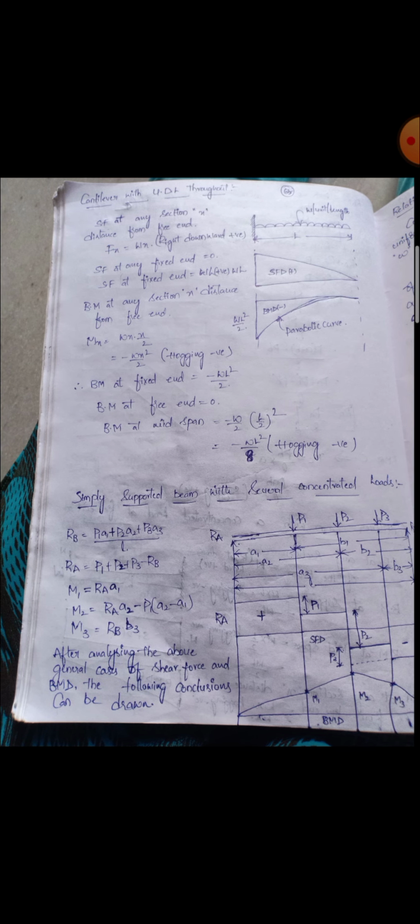So moment at A, so that is RB into L equal to P1 into A1 plus P2 into A2 plus P3 into A3. So then RB equal to P1 into A1 plus P2 into A2 plus P3 into A3 by L. So then RA equal to P1 plus P2 plus P3 minus RB.